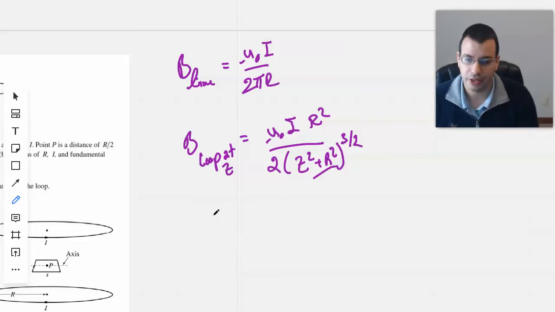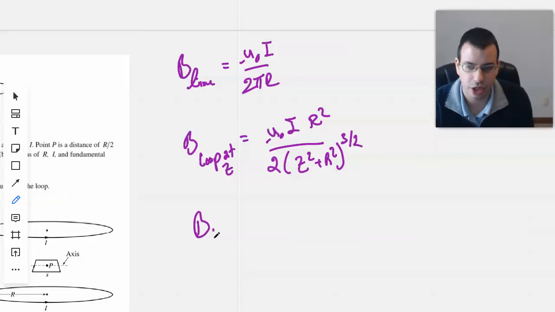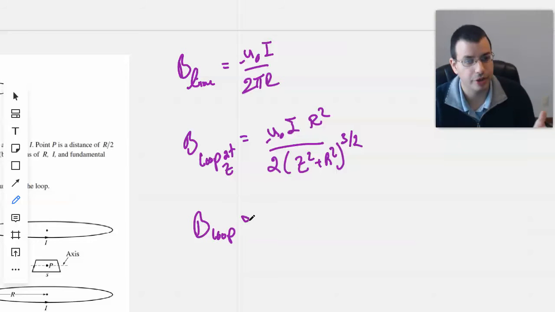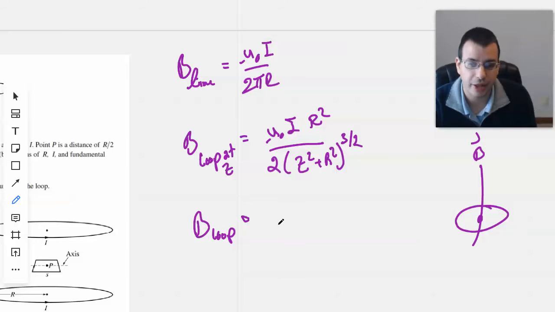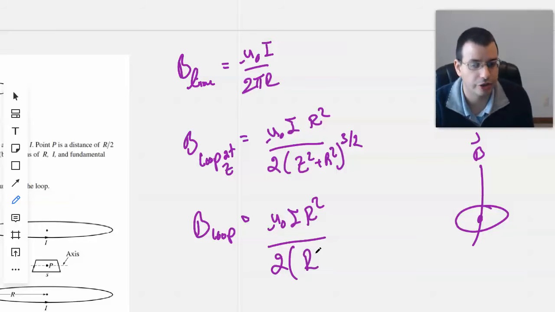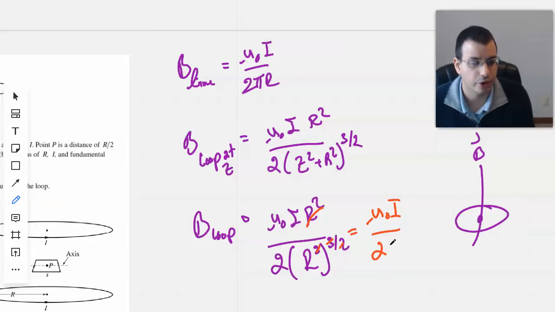And then we have B, the magnetic field of a loop where Z equals 0. So you have a loop like this, and the magnetic field at this point right there is just where Z equals 0. So you can use your above equation and plug in 0 for Z, and you get r squared to the 3/2. The 2's cancel, some of the r's cancel, and you're left with mu naught I over 2r.